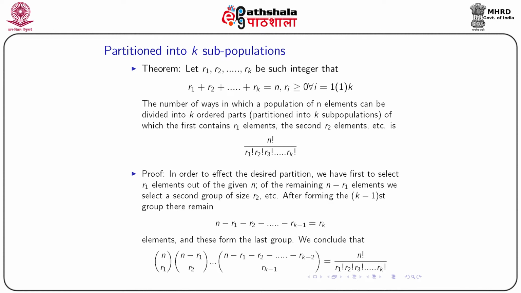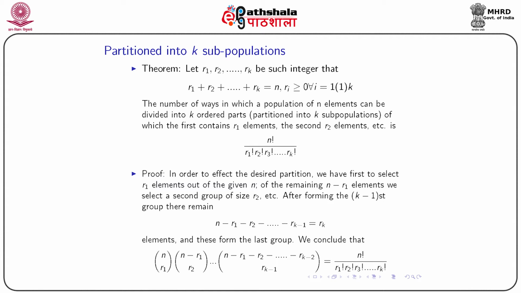Once we do this for the first group and second group, we are left with n minus R1 minus R2 elements. Out of these, we take R3 elements for the third group. After forming these k minus 1 groups, we will be left with n minus R1 minus R2 minus ... minus Rk minus 1, that is nothing but Rk. So this many elements are there and these form the last group.